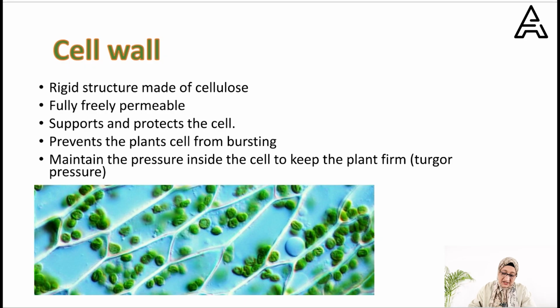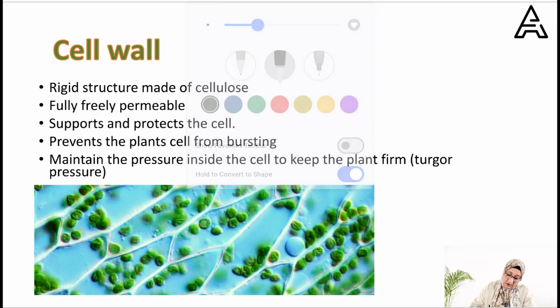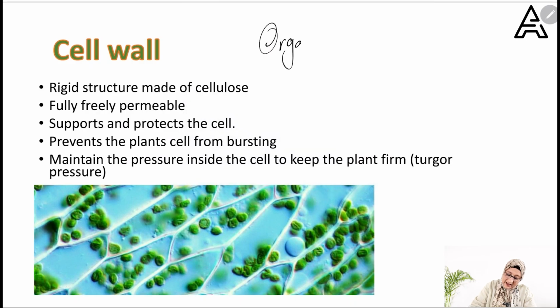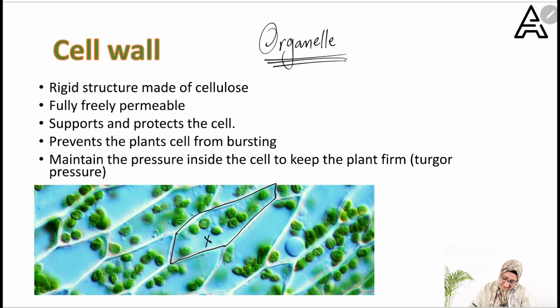Each part of the cell is called an organelle. So let's go through the organelles. Organelle means parts of the cell, so each structure inside the cell we call an organelle. The first organelle is the cell wall, the surrounding cell wall. So this is a cell wall surrounding the plant cell.